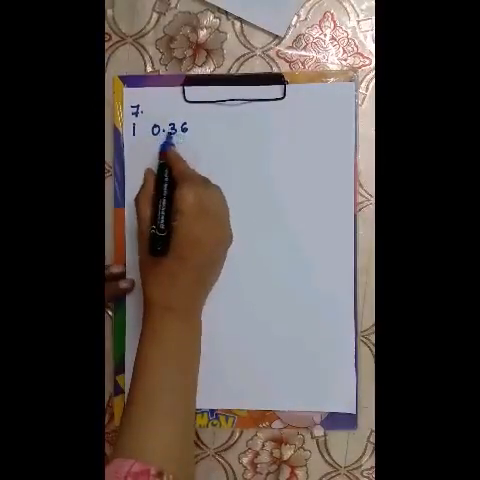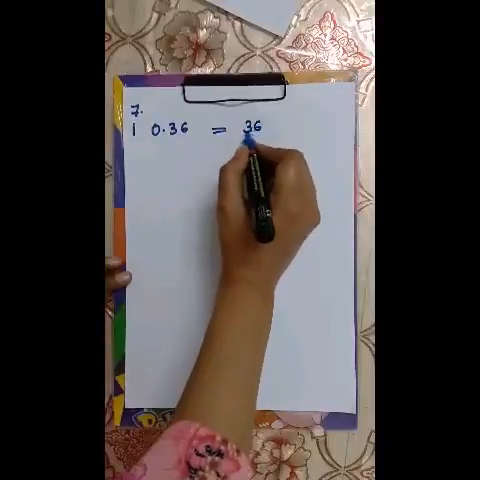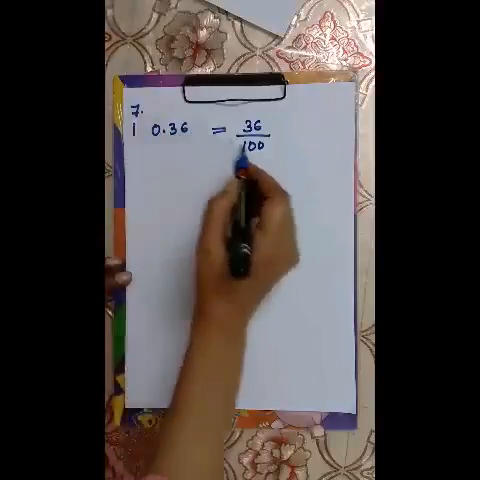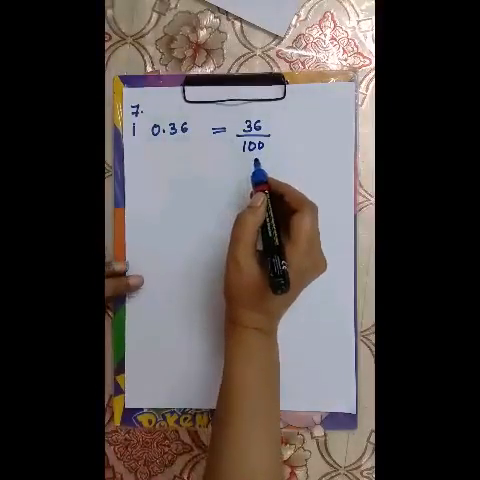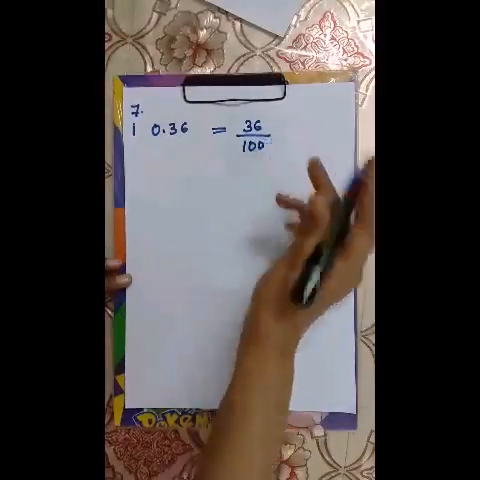How do we do it? After the point, how many digits are there? 2. Simply what we are going to do? 36 by 100. After the decimal, how many digits are there? That many zeros we are going to put in the denominator. You can cancel this. Okay.